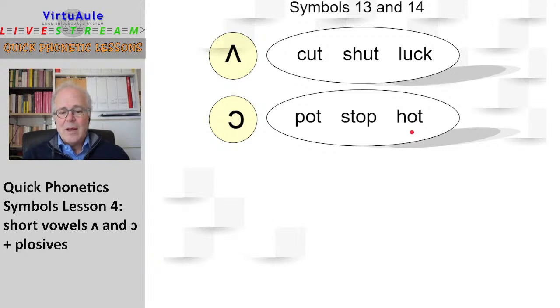But if you take, for example, pot, the vowel sound is practically in existence. I go from the P to the T very quickly. Pot, cut. All right, let's practice some words from these sounds.